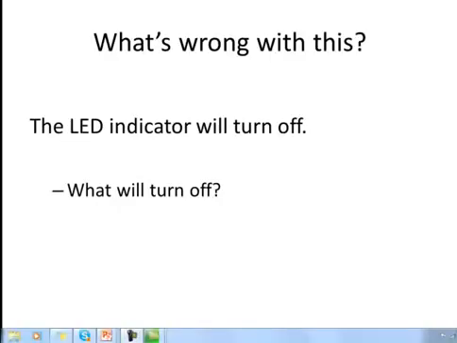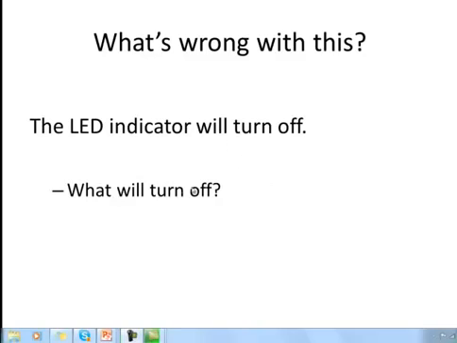So let's have a look at another one. Have a look at this and tell me what you think is wrong. Just switch me off for a minute. Okay, so here we've got a little bit similar to what we had before. I can answer this question. What will turn off the LED indicator? It doesn't mean I understand what an LED indicator is.